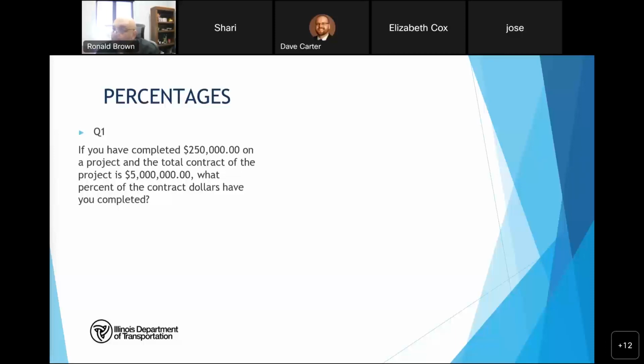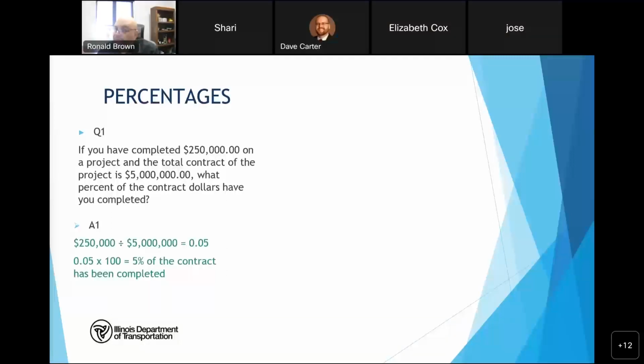It's also a common math used on construction. We'll just move to this example here. If you completed $250,000 worth of work on a project and the total of your contract is 5 million, what percent of the contract dollars have you completed?